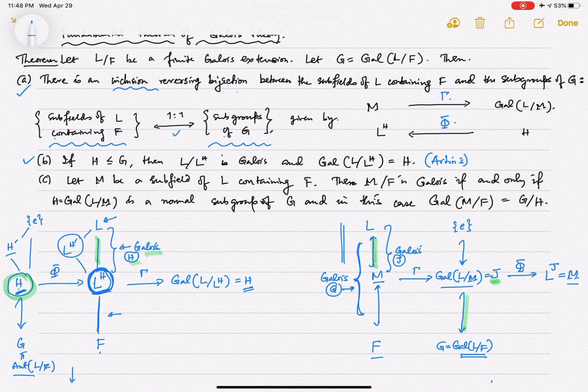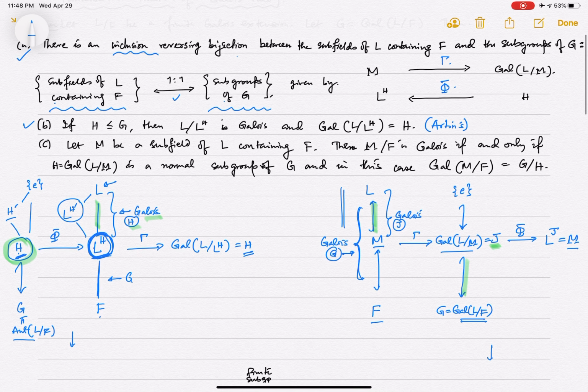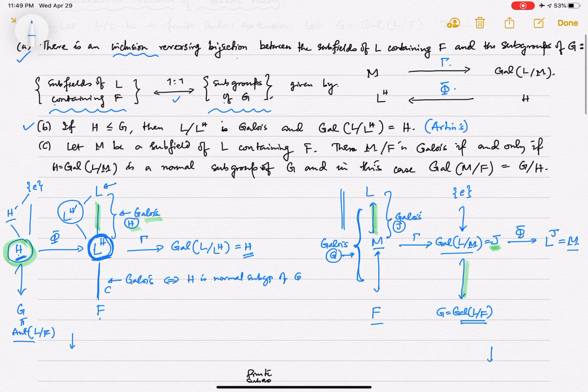This lower part is not always Galois, but part C says that it is Galois if and only if this H is a normal subgroup of G. And if it is Galois, then what's the Galois group? Well, you can guess. It's going to be G mod H. And we won't prove this. The proof is nice, though. You can look in the notes. Okay.